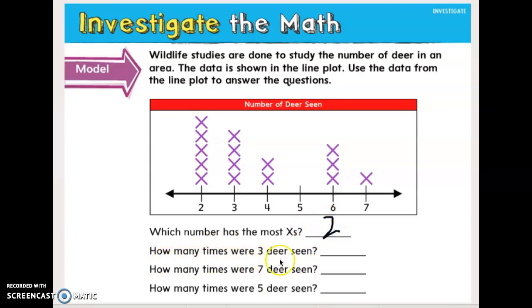How many times were 3 deer seen? Okay, well I would go to 3, oh, yes, okay, 3 deer. We saw 1, 2, 3, 4 times. How many times were 7 deer seen? Was only 1 time. And how many times were 5 deer seen? So I would come to 5 and oh, look at that, they didn't see 5 anytime, so I put a 0.